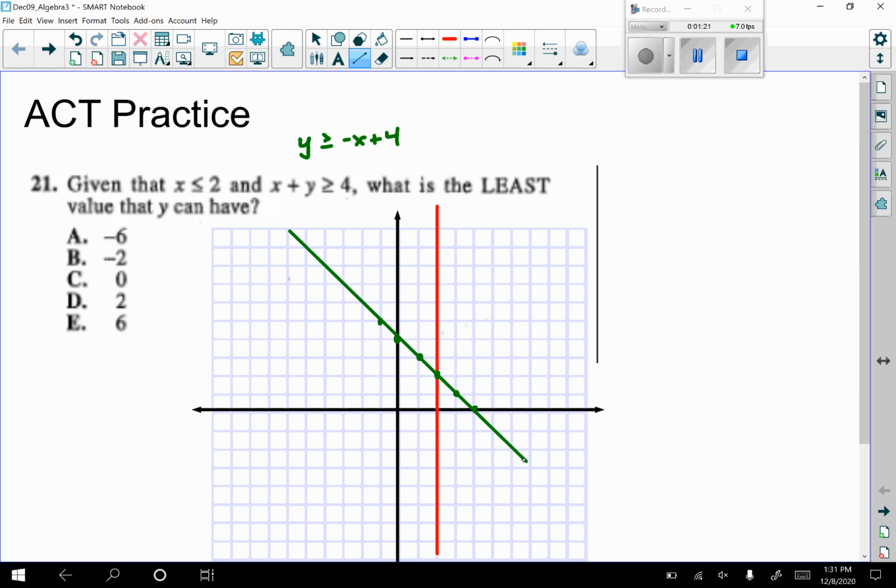So the question is, what is the least value that y could have? So if we were to shade here, I know I'm shading to the left of the red line, and then I'm going to shade above the green line. So it's kind of asking for the ordered pairs. Out of all the ordered pairs, what is the lowest y value we could have?